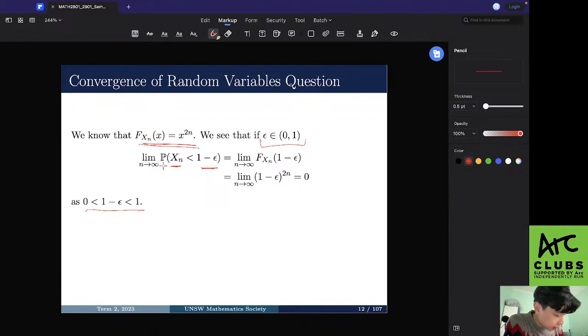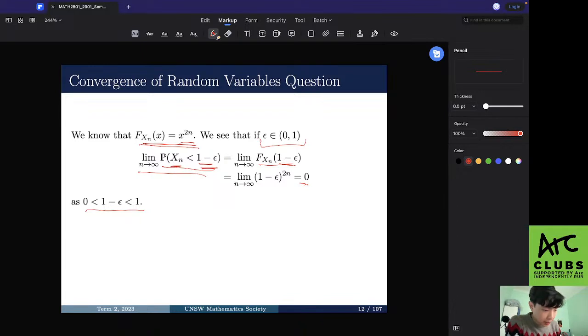And we see that this is actually just equivalent to our CDF, right? The CDF just represents the probability that xn is less than a given value. We can sub in our 1 minus epsilon into this equation right here, and we get 1 minus epsilon to the power of 2n. And from the same argument, we know that a small number to the power of infinity is just 0. So we can say that this limit is equal to 0.